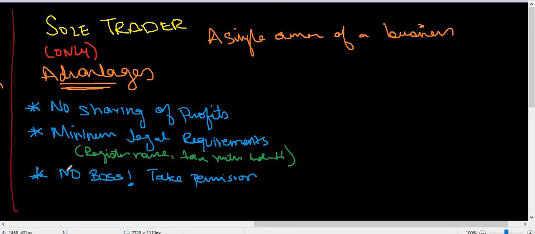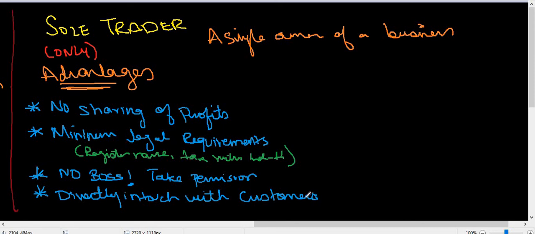And another one is, if you are a sole trader, this means you have a small organization, correct? Which means you are directly in touch with your customers. Just imagine a big organization like Apple. How many times do you see the CEO of Apple talking to people? No, I don't see any. I don't see the CEO of Google directly talking to the customers. I don't see the CEO of Rolls Royce directly talking. So it's not easy because it's a big organization.